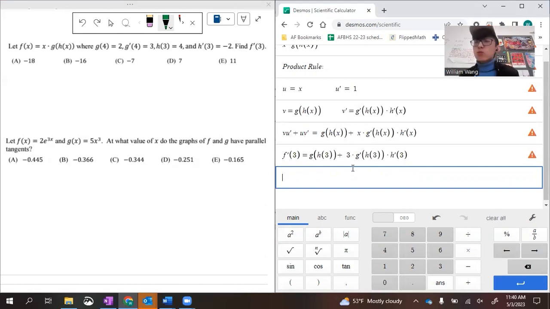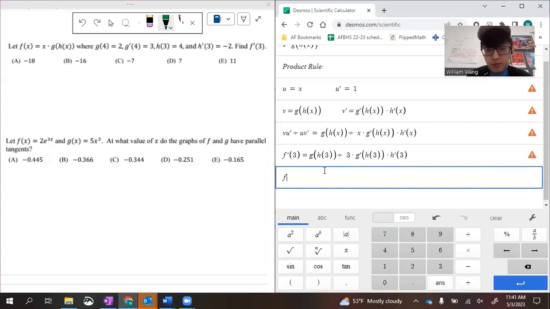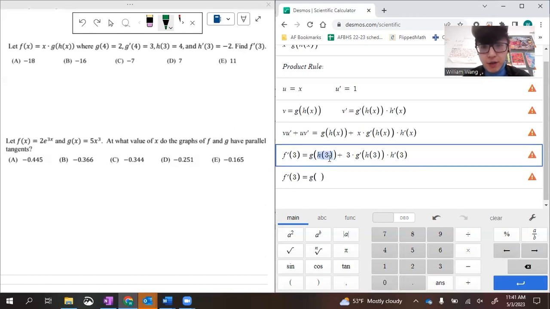And you might be like, how do I solve this? Well, luckily they gave us a lot of information, right? You can see they gave us a bunch of info here. So let's see if we can use it. F prime of 3 is equal to g of, okay, h of 3. First, let's see if I know what h of 3 is. H of 3 is 4. So it's actually g of 4.